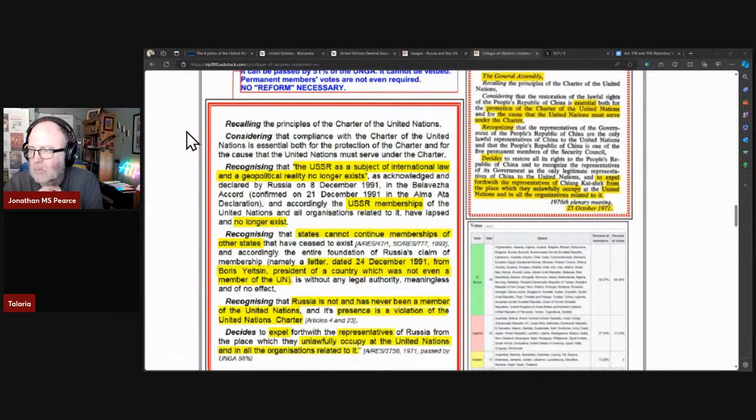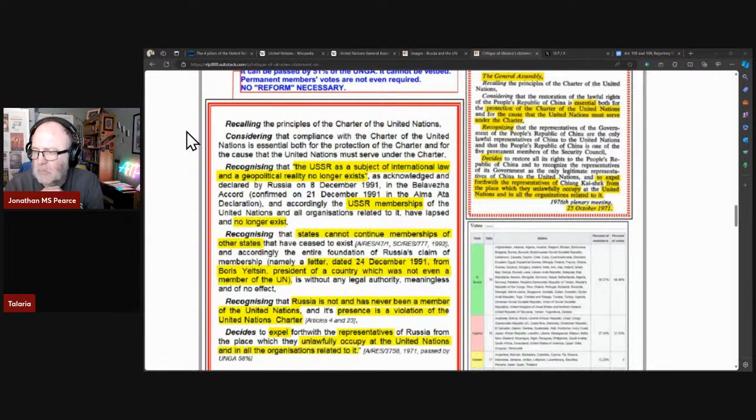So this is what we say. Recognizing that the USSR as a subject of international law and a geopolitical reality no longer exists. That was stated by Russia itself in a treaty, 2 treaties. Accordingly, the USSR memberships have expired. They no longer exist. So the next step is recognizing that states cannot continue memberships of other states that have ceased to exist. Now, leaving aside the fact that Russia's claim to inheriting anything from the USSR is just a joke, this was actually tested and was the subject of a decision in the United Nations. The decision was states cannot continue memberships of other states that have ceased to exist.